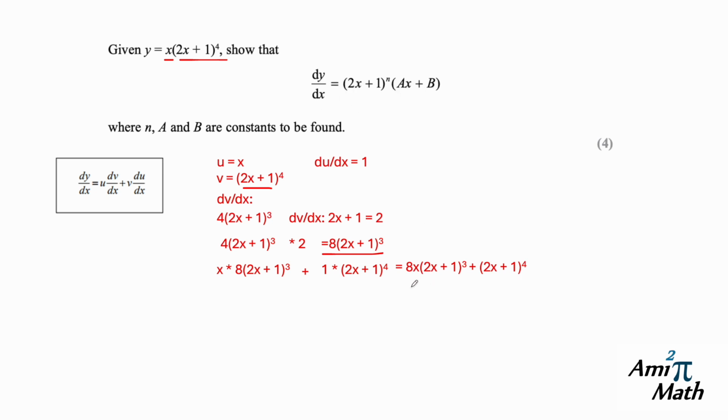we need to take out a common factor. From this equation we can see the common factor is (2x + 1)^3, as it can go into this and into this. So we do (2x + 1)^3 on the outside of the brackets multiplied by 8x plus (2x + 1)^1. Then we add these together, 8x plus 2x plus 1, which gives 10x + 1, and that is our answer. And as you can see, it fits the equation: n equals 3, a equals 10, and b equals 1.